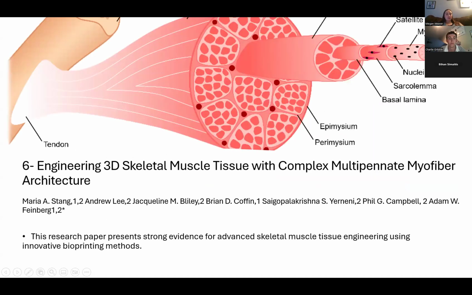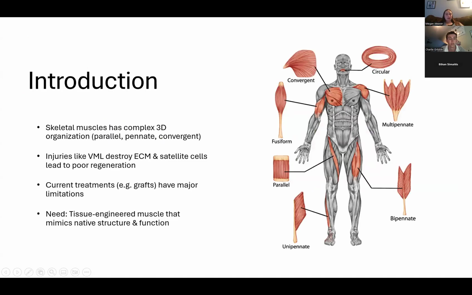Now onto my research paper titled Engineering 3D Skeletal Tissues with Complex Multipennated Myofiber Architecture. Skeletal muscle isn't just a bunch of cells, it's a carefully organized structure. From the nanometer scale of a sarcomere to the macrostructure of a muscle fiber, each layer plays a role in contraction and force transmission. Different muscles in the body serve different mechanical needs. Some are structured for speed, others for force, depending on the architecture.